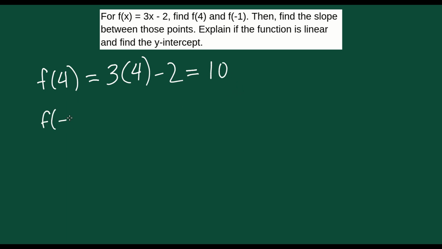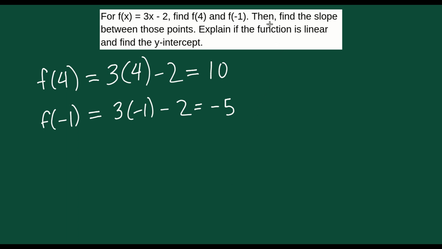Let's do the same thing for f of negative 1. F of negative 1 is going to be 3 times negative 1 minus 2. This is negative 3, minus 2 is negative 5. So that's the first part of the problem.